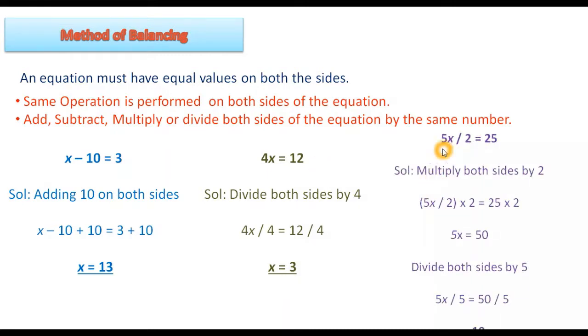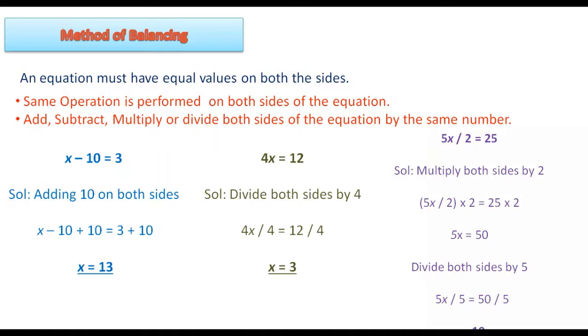Another equation is here, 5x divided by 2 is equal to 25. Now here you have two things, 5 and 2. It means if you have to find the value of x, 5 should not be there and 2 should also not be there. So first of all, for solving this equation, we need to make this equation so that 2 is not there. We have to balance this 2. Now 2 is in division, and for cancelling out a number in division, you have to multiply by that number. So we are going to multiply by 2 on both sides.